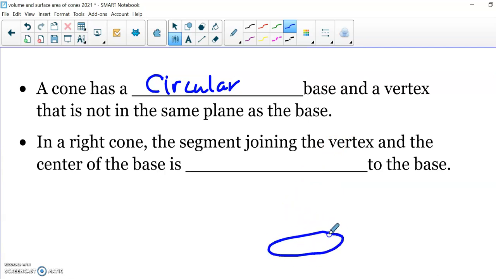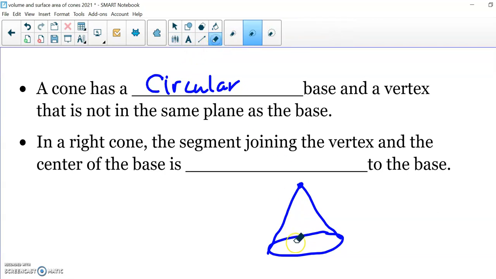So usually the way you draw a cone, you draw yourself a little oval, you give yourself the vertex, and you draw the sides down to that. And usually you want to dash the back that you can't really see. And then of course we have a center to our base, our circle.